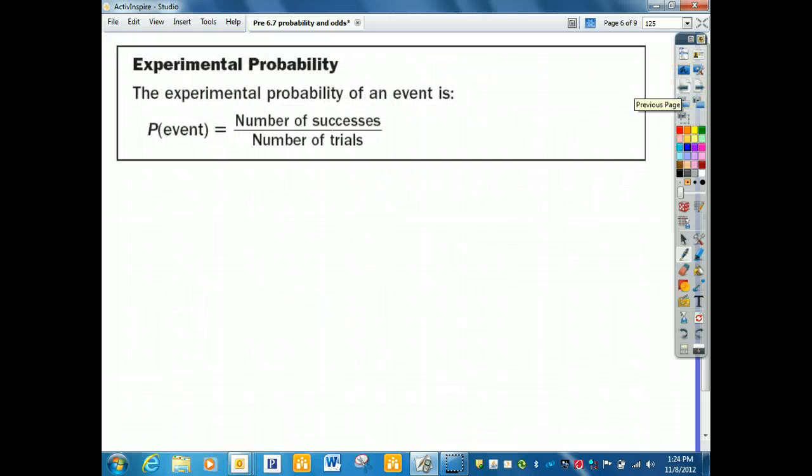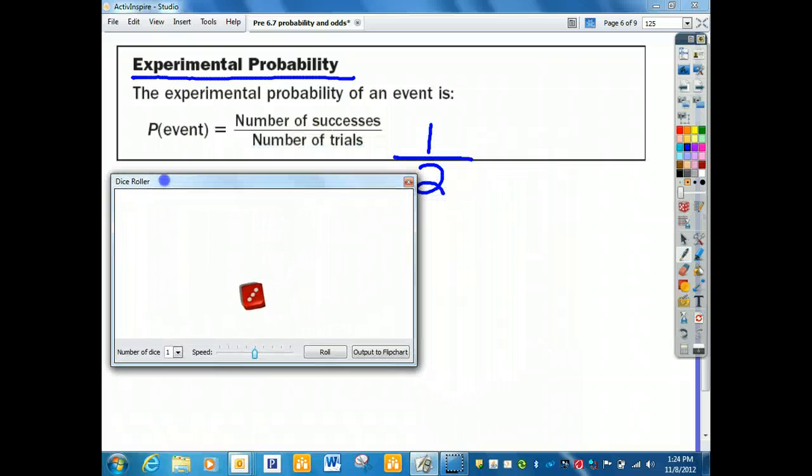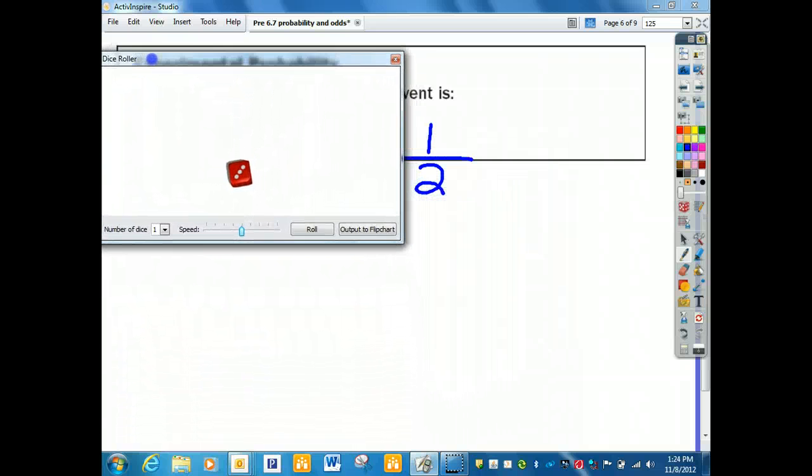So I want to skip ahead right here where it says experimental probability. Let's put that to a test. In an experimental probability, we just learned that the probability of getting an odd is 1 to every 2 rolls, right? Let's bring up our handy dandy little dice roller here and keep track and see what happens.